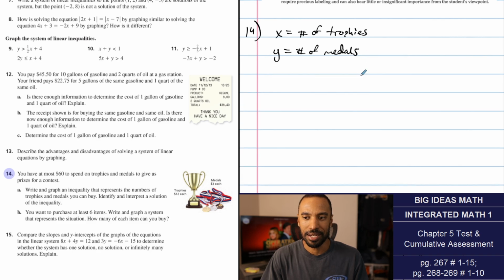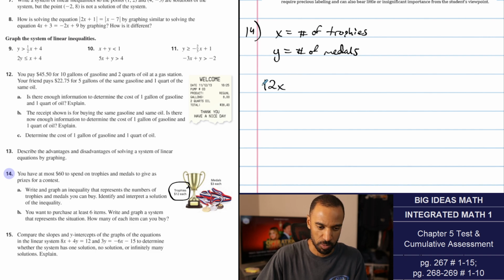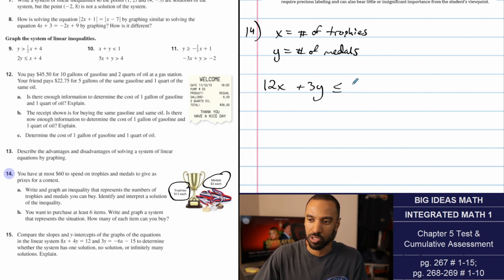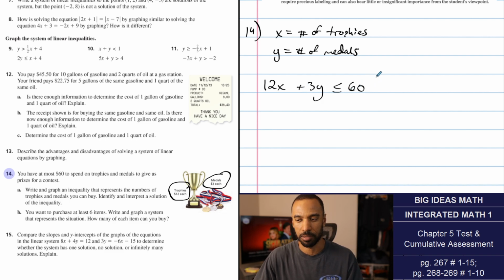So let's create an inequality set here. $60 to spend. Oh, right in here, trophies. I don't know if you can see it. Trophies cost $12 each. So I can do 12 times X to get how much I spent on trophies. Medals cost $3 each. I thought I was going to have to make them up. Plus 3 times Y, and I can spend at most $60. So I have to stay less than or equal to 60. Here's my setup.